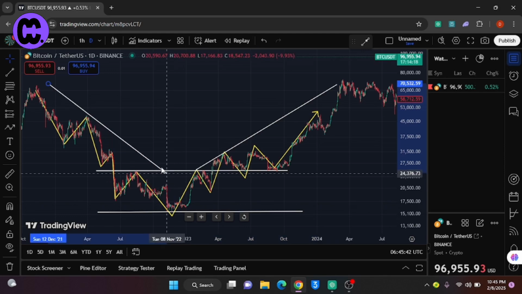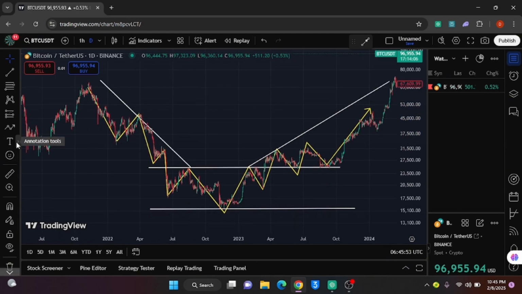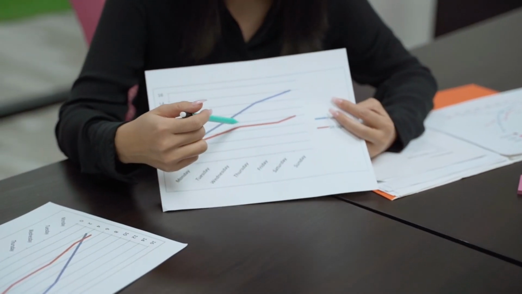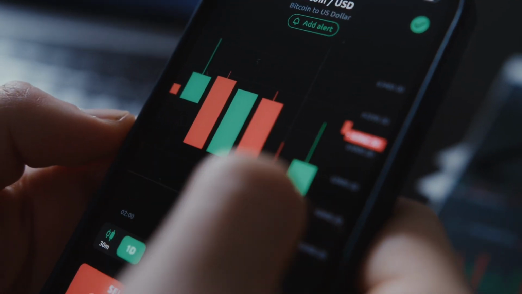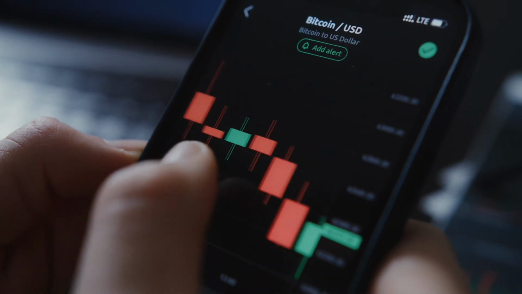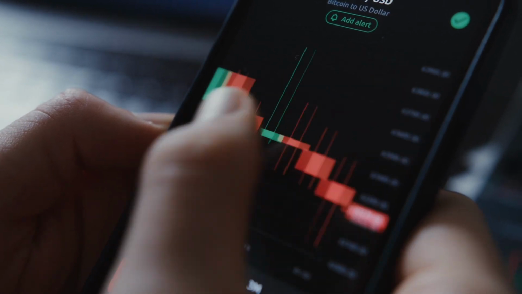Watch out for breakouts. When prices move above the resistance level with strong volume, it usually signals the trend will continue. But be careful of false breakouts, where the move isn't really backed up with enough momentum.